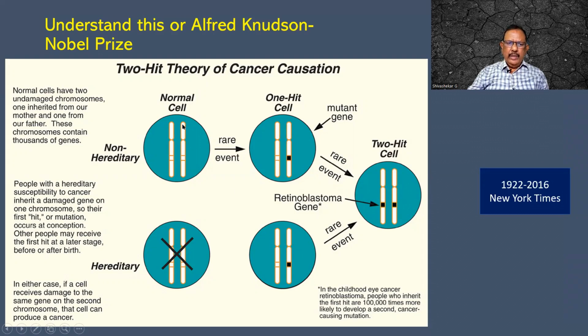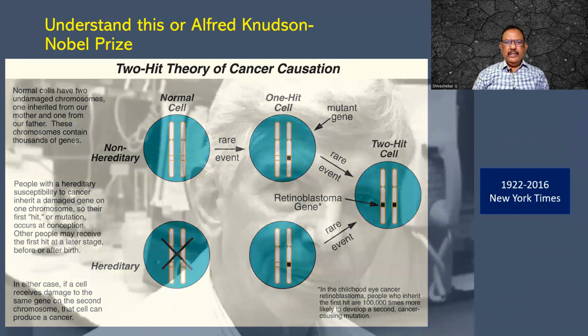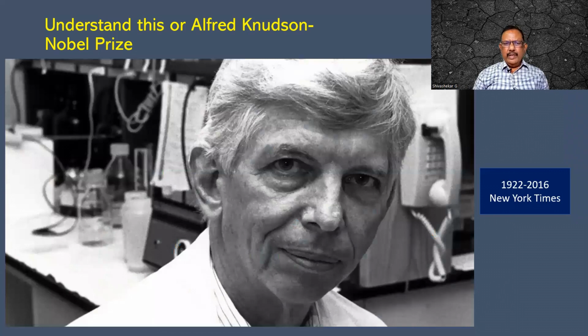In another one, the defective chromosome is inherited. And again, in the event of a second hit, there can be the development of retinoblastoma, which means the tumor suppression is lost, the tumor manifests. And this is our wonderful person, Knudsen. Obviously, he has been given the Nobel Prize.